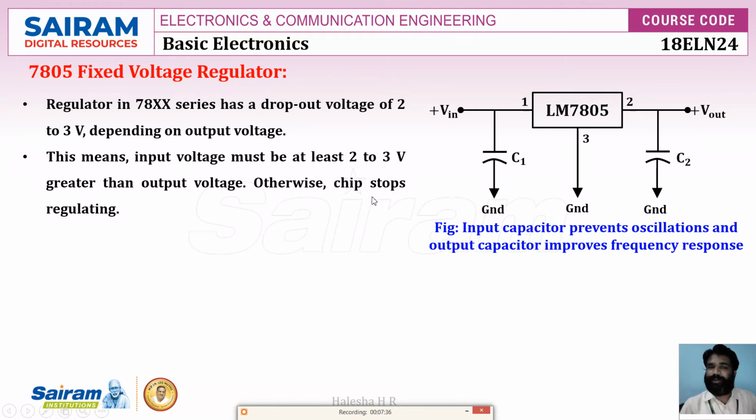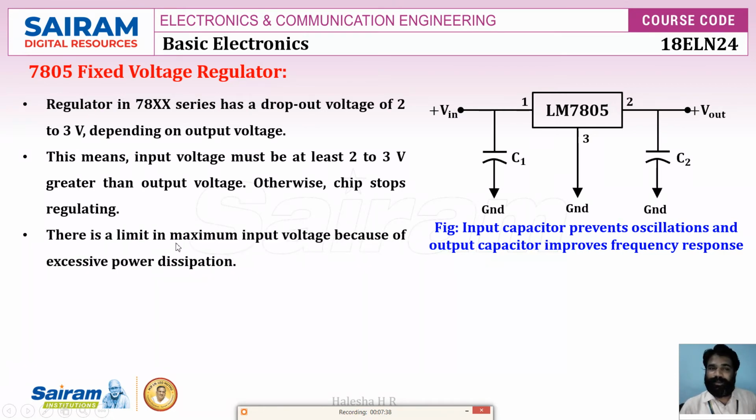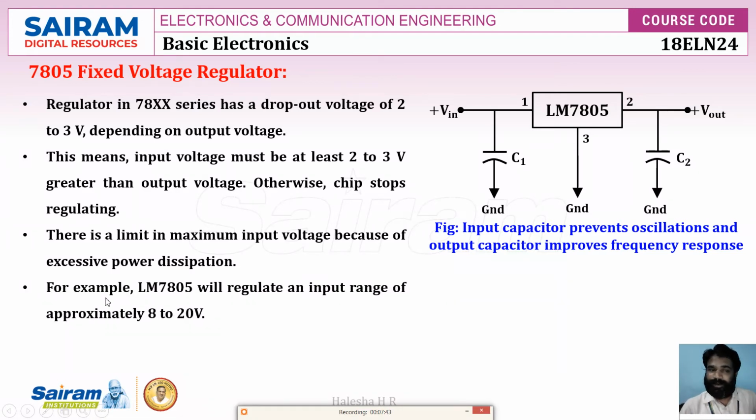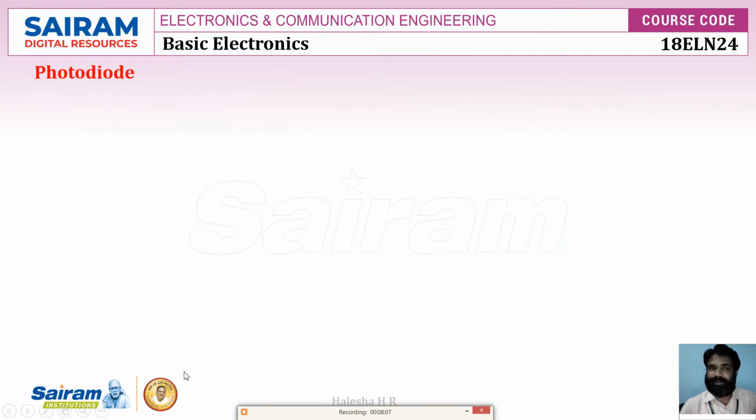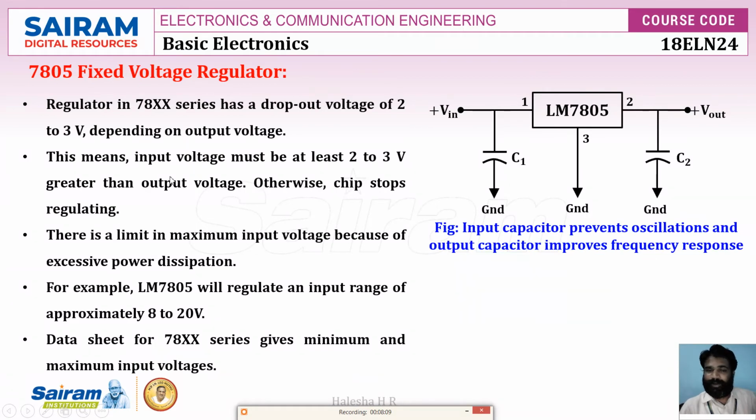Otherwise the chip stops regulating. There is also a limit on the maximum input voltage because of excessive power dissipation. For example, the 7805 will regulate an input voltage of approximately 8 to 20 volt. Minimum is 8 volt and maximum is 20 volt. If it is greater than this, there is excessive power, and there may be chances of destroying the device. So again, the datasheet gives the minimum and maximum input voltages. So this is about the 7805 regulator.